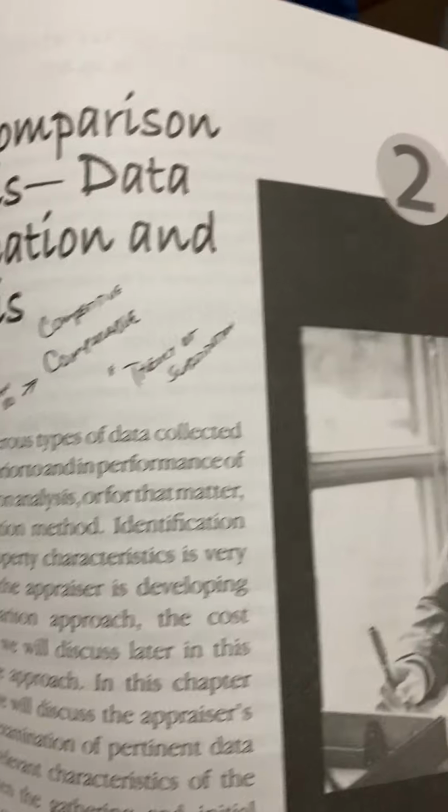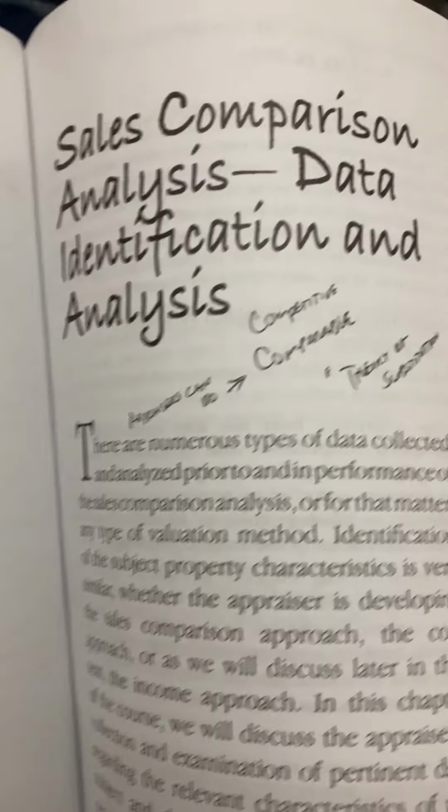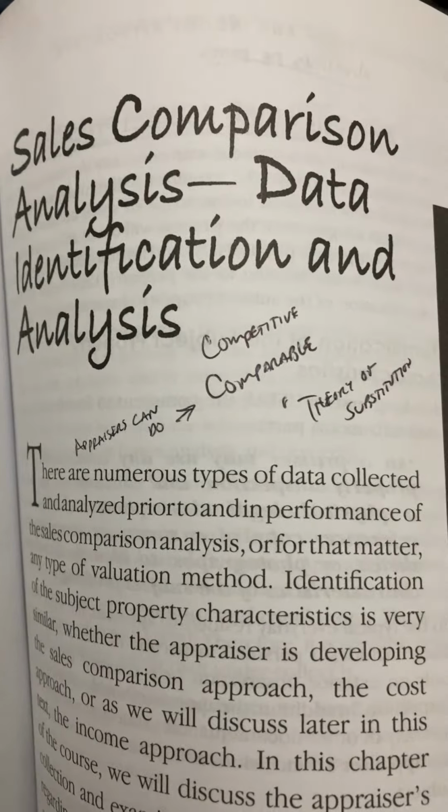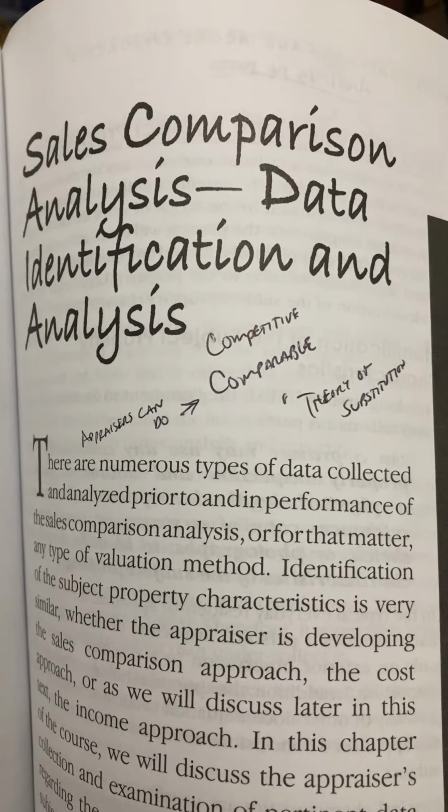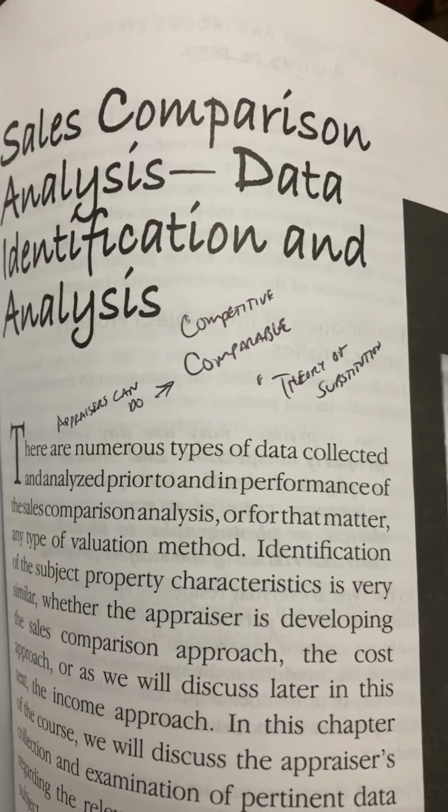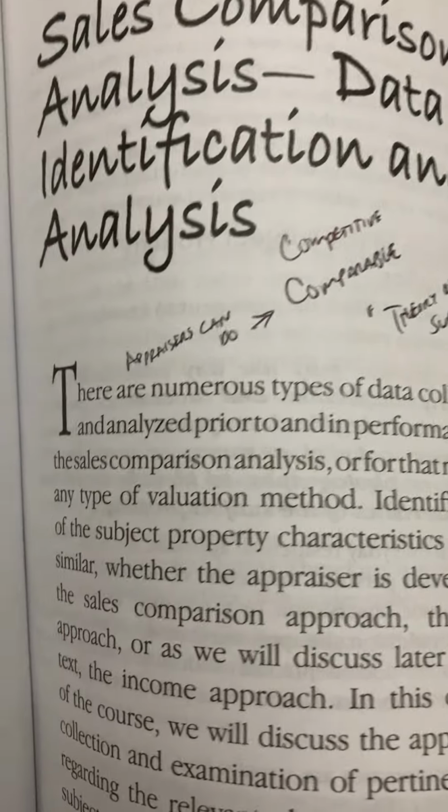Residential sales comparison and income approaches, page 26, which was blank, reread. Chapter 2, page 27, sales comparison analysis, data identification, and analysis.